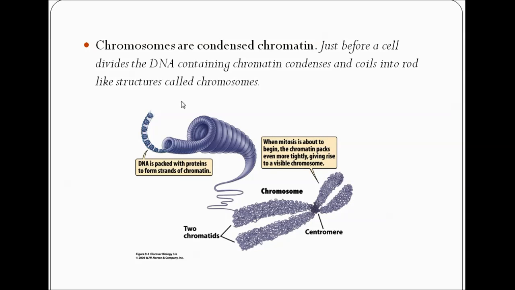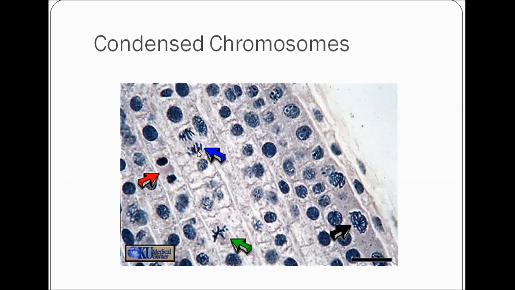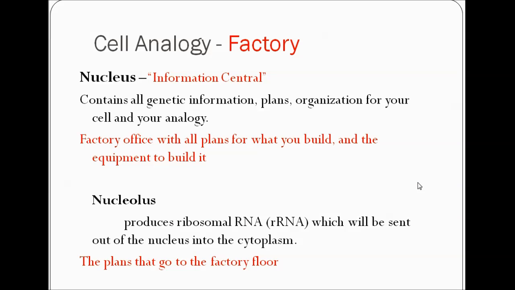So chromosomes are really condensed chromatin. Chromatin is the form it's usually in the nucleus, and just before it starts to divide, it condenses until it looks like this. And if you look through a microscope, these cells, these few here, are in stages of mitosis, so they're dividing, and they're starting to condense. So you can see those chromosomes. All right, the next thing I want to talk about in the nucleus is the nucleolus, and that's what produces ribosomal RNA. That goes out to the factory floor. It takes plans with it, with the ribosomes, and so that's where that's built.